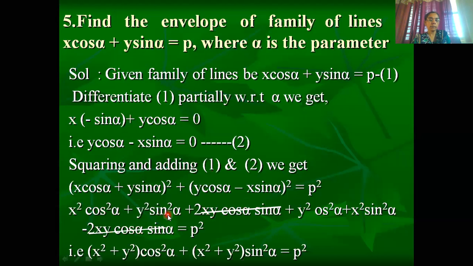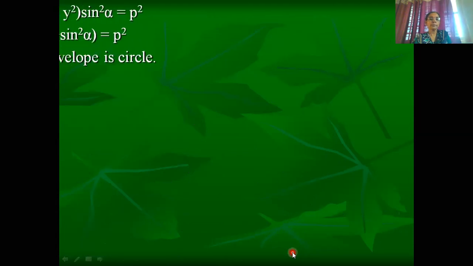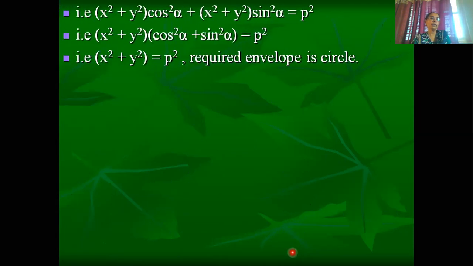x square cos square alpha plus y square sin square alpha equals p square. Here in these two, it is x square cos square alpha and y square cos square alpha. So (x square plus y square) into cos square alpha plus (x square plus y square) into sin square alpha is equal to p square. That time x square plus y square is taken outside, the remaining is cos square alpha plus sin square alpha, that is 1. So everything is x square plus y square equal to p square.